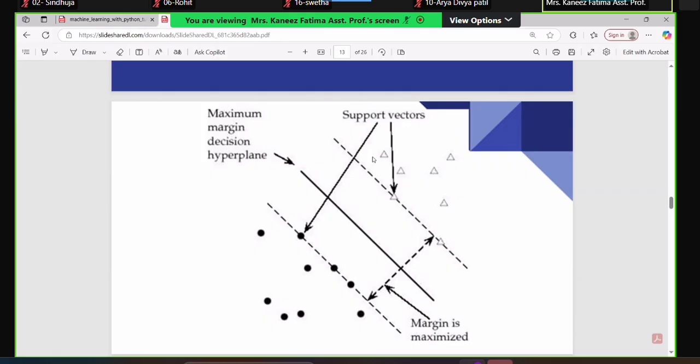This determines the two different vectors that play a role. With respect to this, I create a hyperplane. The dotted lines are the hyperplane, and the dark line we see between them is called the margin. So this is the maximum margin decision hyperplane. It shows the difference between this side of the hyperplane and that side of the hyperplane.